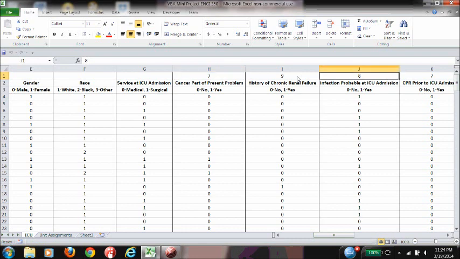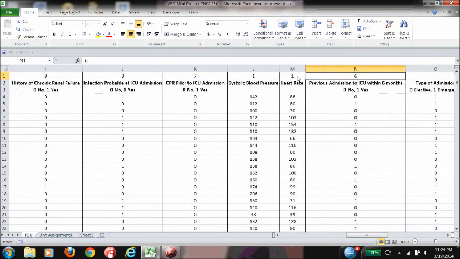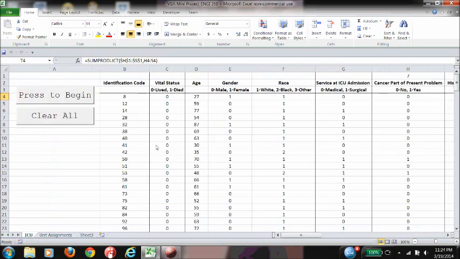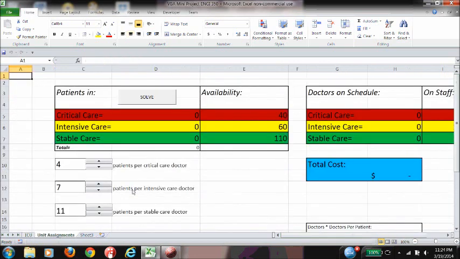You can see that history of chronic renal failure is a 9, so this is a high risk. These are all factored in, and each patient is given a priority score. These will be used later on to decide which need to go to critical care versus which need intensive care, and then finally which need stable care. So we can go ahead and move on to our Solver.